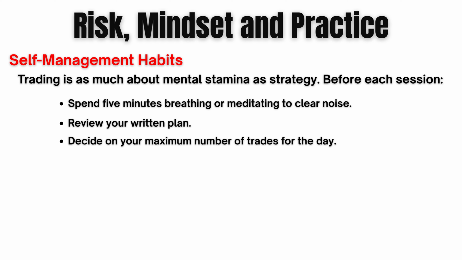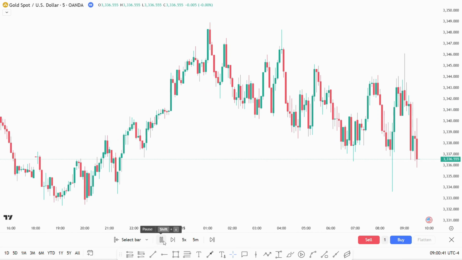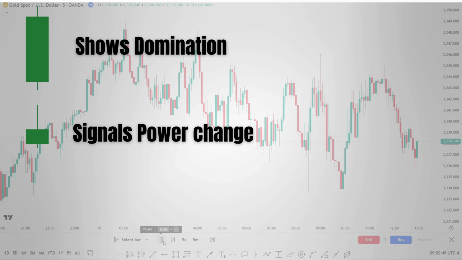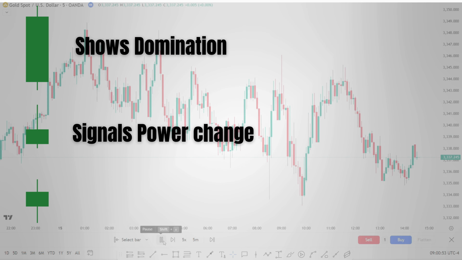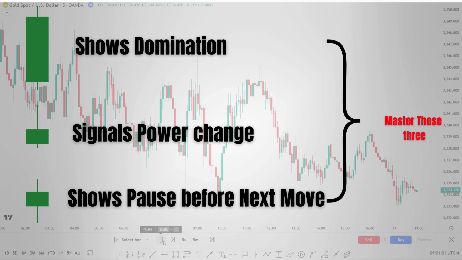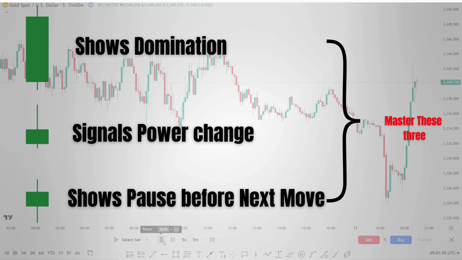By combining tight risk limits with a calm mind and a crystal-clear candlestick framework, you move from hobbyist to professional, someone who can survive any single loss and stay consistent for years. Every candlestick is a message from the market. Strength shows domination. Control shift signals a power change. Indecision reveals the pause before the next move. Master these 3 and you'll trade with the market, not against it.